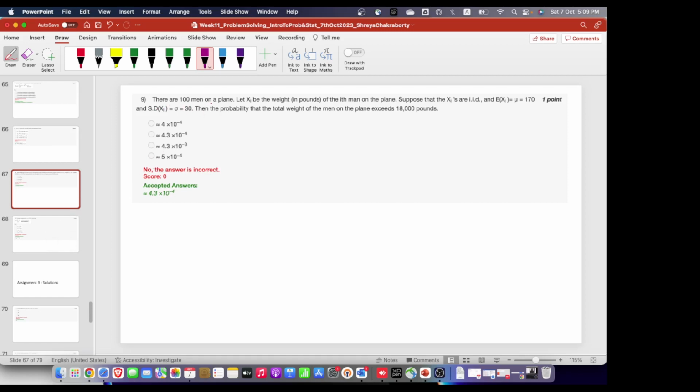So let's say there are 100 men on a plane. Let xi be the weight in pounds of the ith man on the plane. Xi is IID. Suppose that xi is IID with expectation of xi equal to mu equal to 170 and standard deviation of xi equal to sigma equal to 30. And we want the probability that the total weight exceeds 18,000. So total weight equal to summation xi. Alright, so probability summation xi is greater than 18,000.